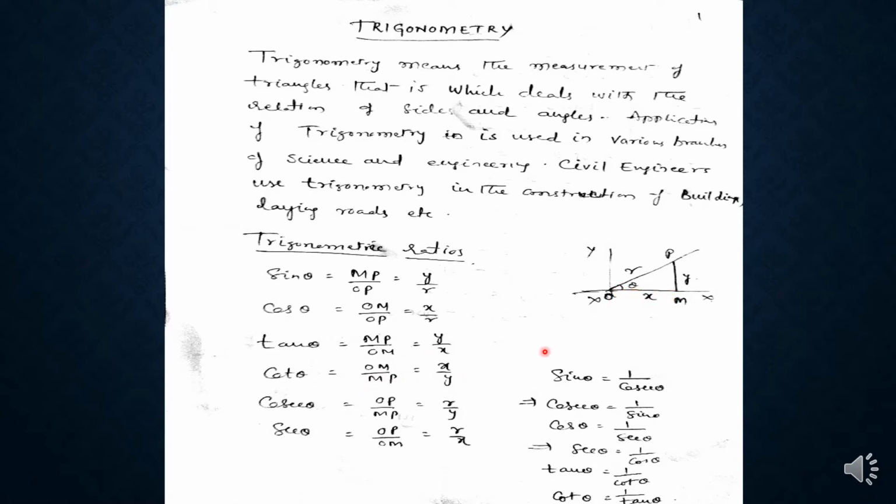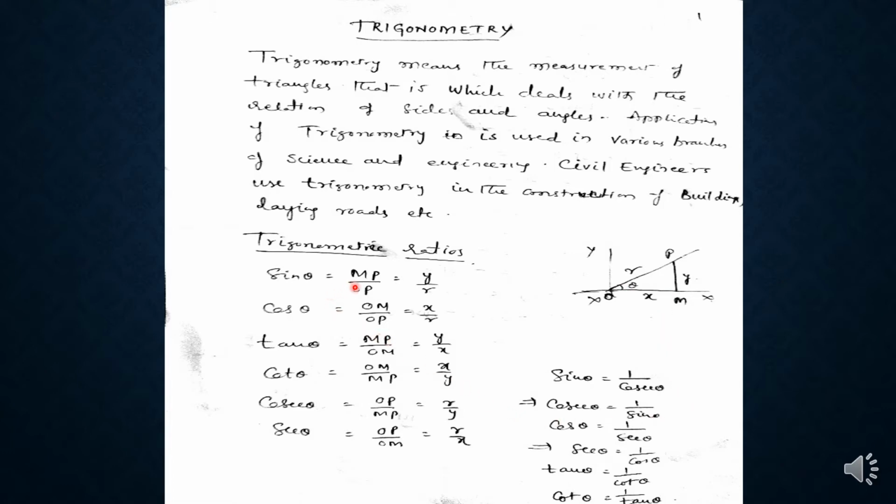So what is cot theta? Cot theta is equal to adjacent side by opposite side. Cosec theta is equal to hypotenuse by opposite side. And secant theta is hypotenuse by adjacent side.